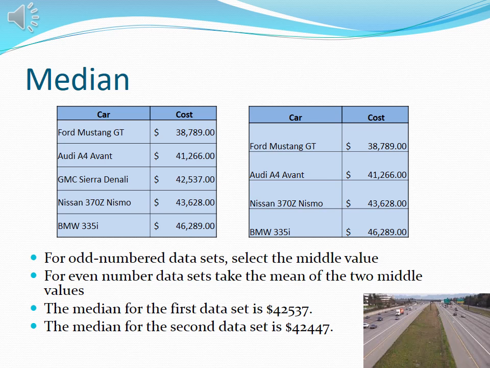And you'll notice, too, that the numbers aren't very discrepant between the two. 42,537, 42,447. We're talking about a difference here of what, $90. So the median doesn't change a great deal, and will not change dramatically with the addition or subtraction of data. This is in contrast to the mean that could be dramatically changed simply by adding one more number or taking one data point away.